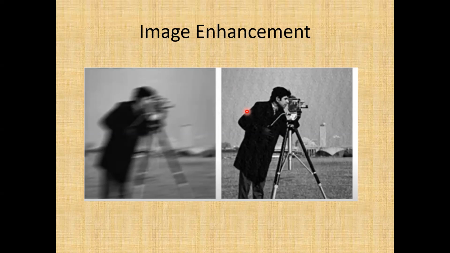So based on human perception, the method of image enhancement will differ. Some examples of image enhancement techniques are that contrast and brightness can be enhanced, the histogram can be equalized, or sharpening of images can be done, or sometimes even smoothing of images can be done, or noise filtering. All these are simple examples of image enhancement.